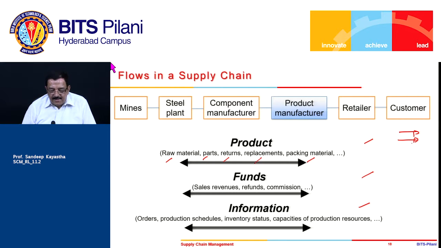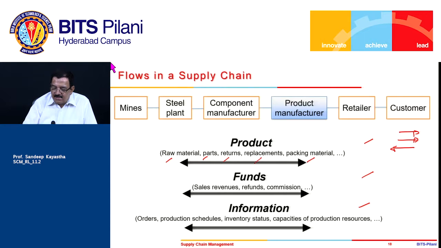Now let us look at returns and replacements. If the product has been replaced or asked for return by the customer, it will move in the opposite direction. So customer will ask for replacement with the retailer, and retailer may return the product to the manufacturer. So in this case, the product will move in the opposite direction. When we use the term product, it includes also returns and replacements which may flow in the opposite direction.